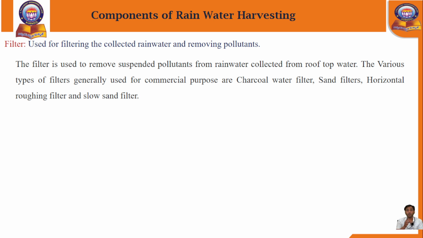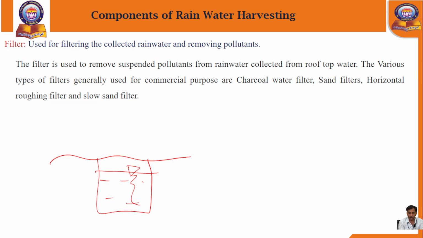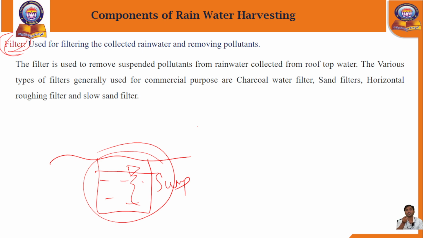Third stage: the water we have stored at the sump level. In the sump level, that water should be treated by a filtration process. Why? Because during the filtration process, all the impurities in that rainwater will be removed. Impurities means soil particles, stone particles, or any small percentage of acidic nature.